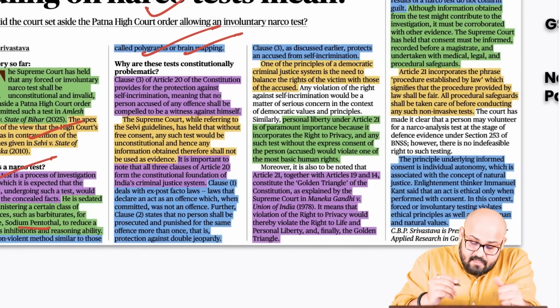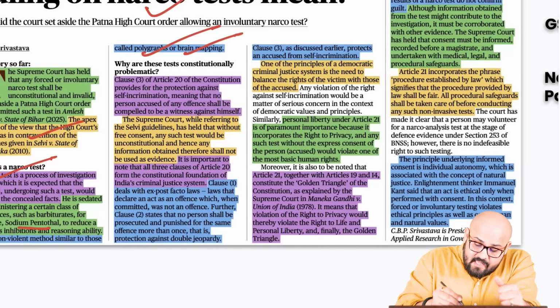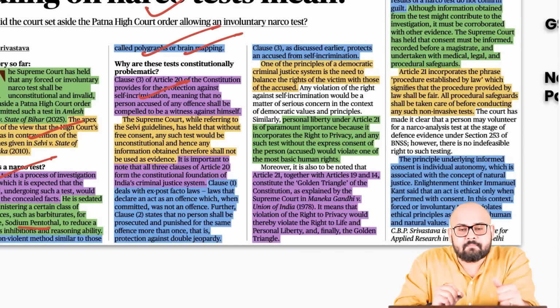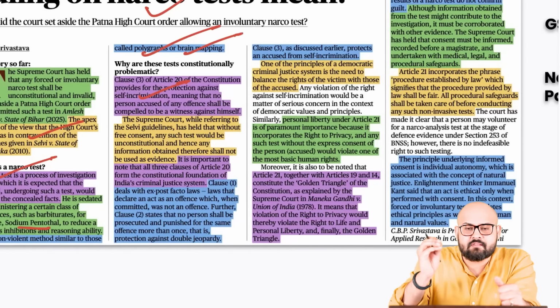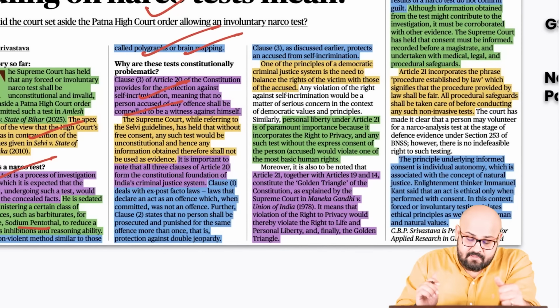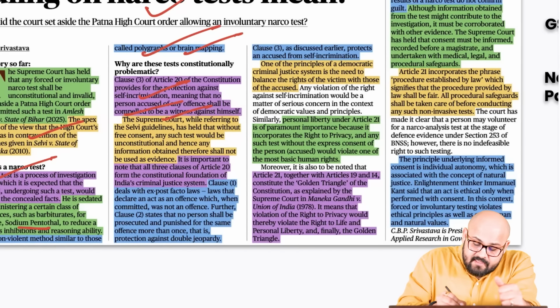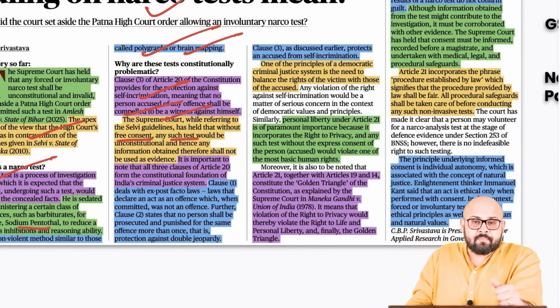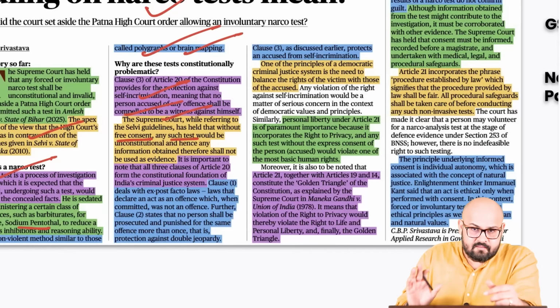Clause 3 of Article 20, right? It provides for the protection against self-incrimination. You cannot be compelled to give evidence against yourself, meaning that no person accused of any offense shall be compelled to be a witness against himself. The Supreme Court, while referring to the Selvi guidelines, has held that without free consent, any such test would be unconstitutional and hence cannot be allowed. And therefore, whatever information you obtain, that cannot be used as evidence, right?